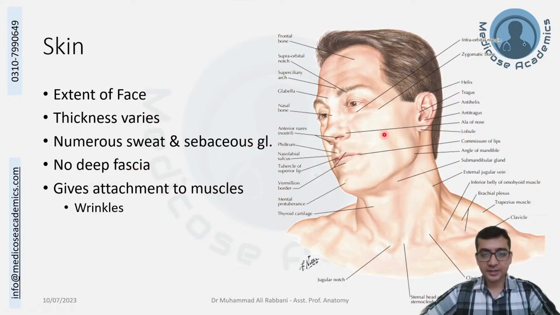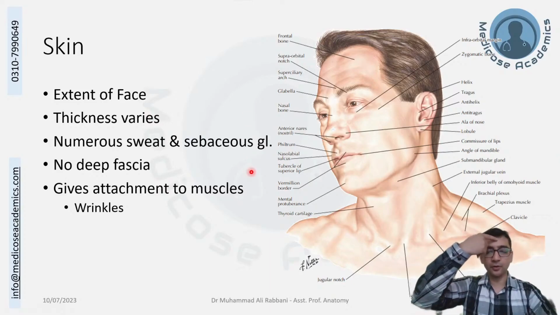The thing that separates the skin of the face from the rest of the body is that it does not have any deep fascia. There are a lot of muscles that get inserted into the skin of the face that make possible the facial expressions, and that also makes possible the wrinkles. So usually the wrinkles that are created in the face are about 90 degrees to the muscle direction.